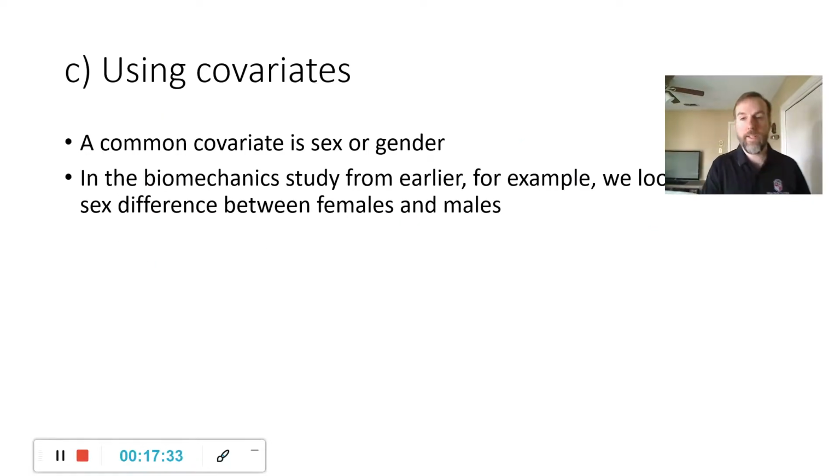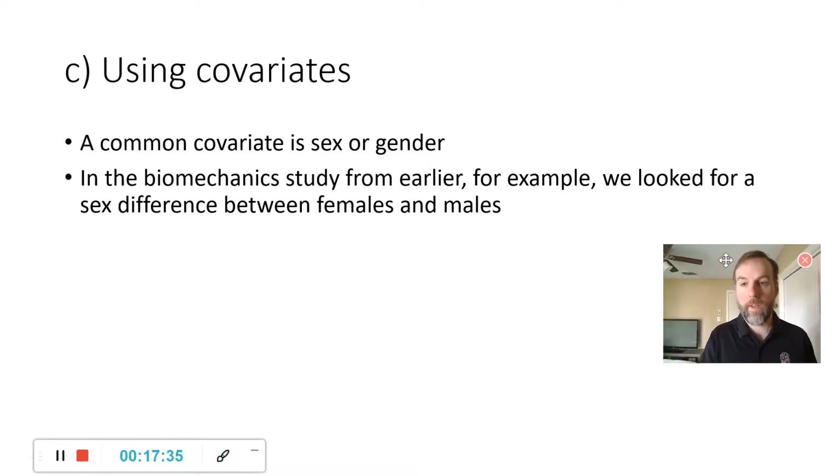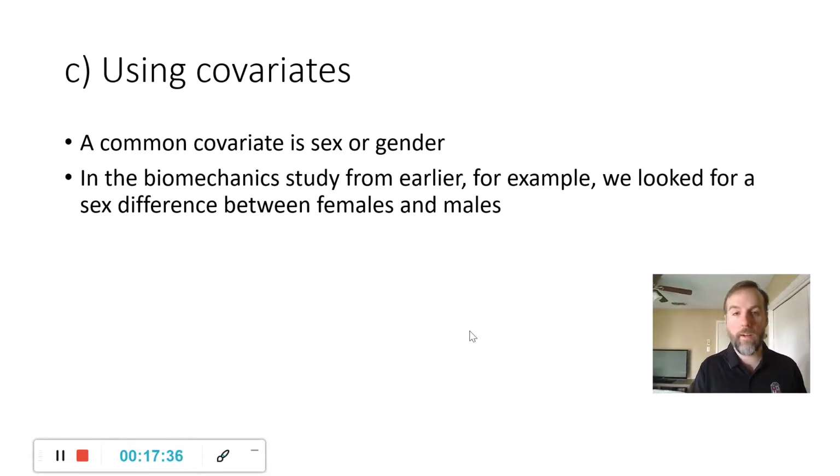All right, next example. So using covariance. I don't do a lot of this in my research. I have done a little bit of research with sex differences, which is a covariate, and that's maybe the most common one, at least that I could think of. Analyzing your data by sex or gender. And if we go back to that biomechanics study that I was an author on, I showed you earlier, we did look at the difference between males and females. So we looked for a sex difference.